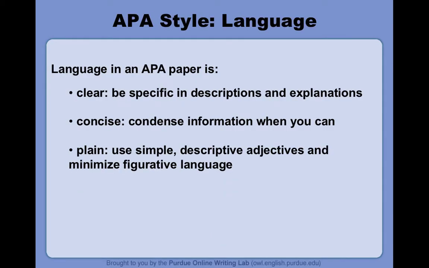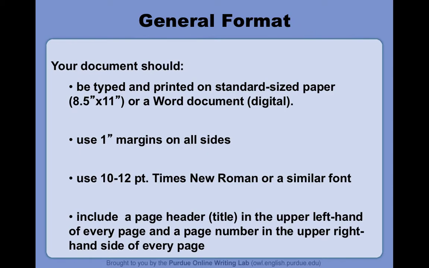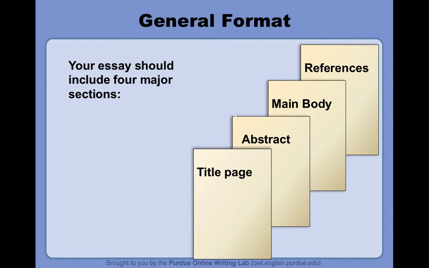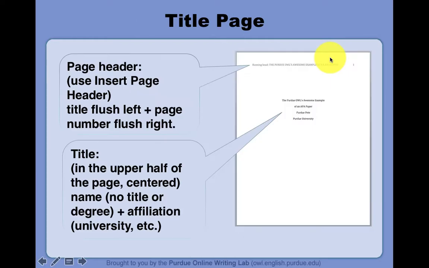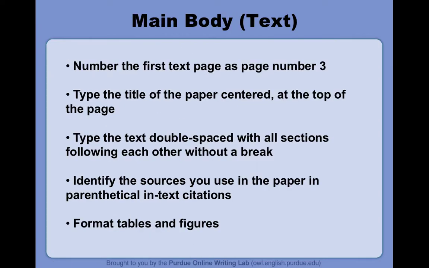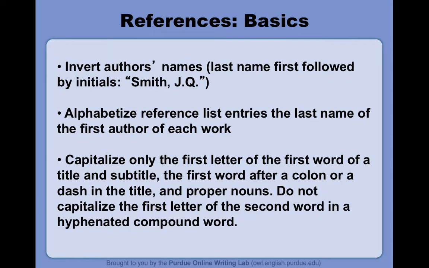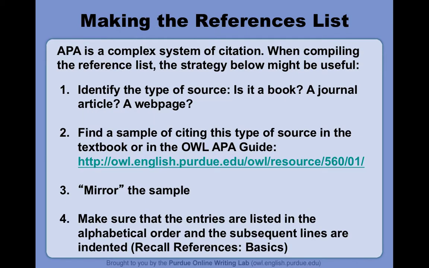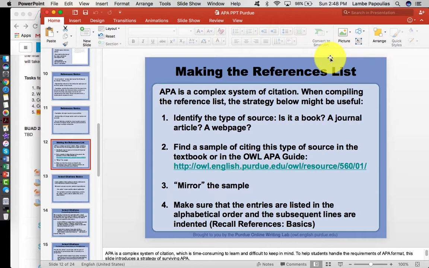What is APA, the APA style language, how you need to write. You need to be clear and concise. What your document should be: you should have 1-inch margins. You should use 10 to 12 point font. This is kind of what it's going to look like: your title page, your abstract, your main body, and then your references. Here's what your title page looks like, your abstract page, your main body text, your reference page, and so on and so on. And how to write your references as well. So take a look at this. This will help you write your APA report.